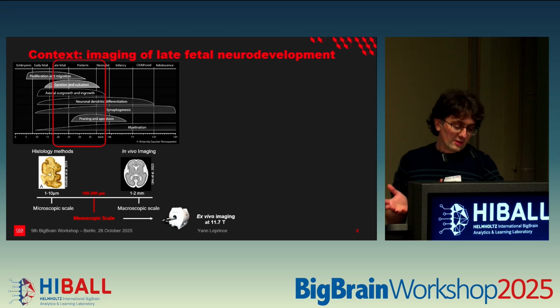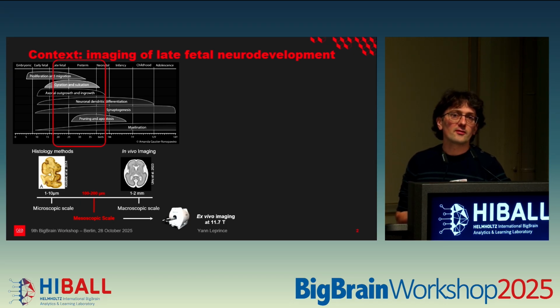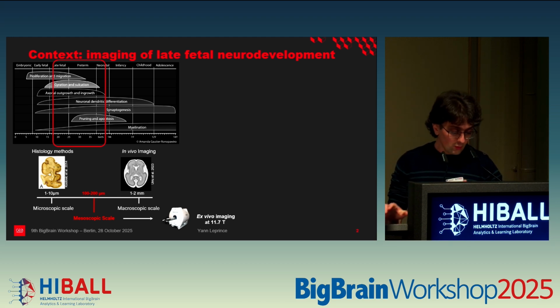On the other end of the spectrum, you have the recent developments of in utero MRI, and we are now able to image live fetuses in the uterus. This is becoming more and more common, so that cohorts of dozens and soon hundreds of fetal brains are available. However, this remains limited to a macroscopic scale, and we have a large gap between those modalities. And this is where we want to work.